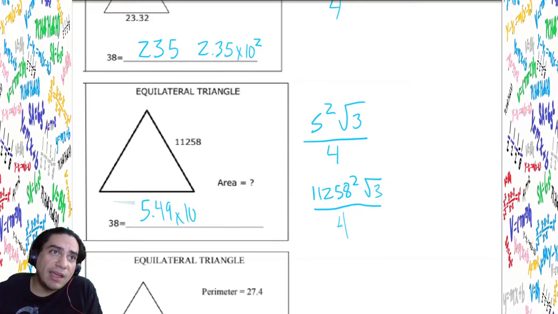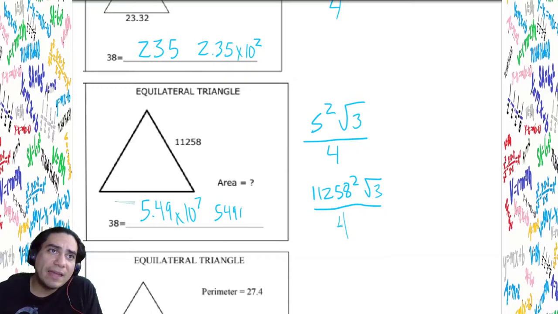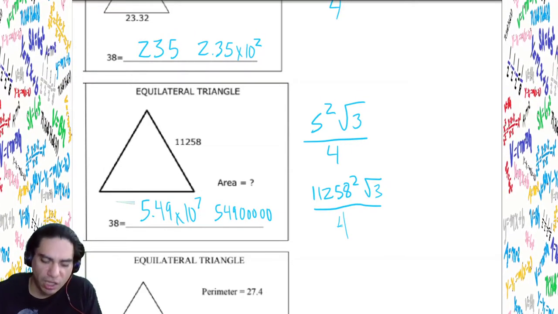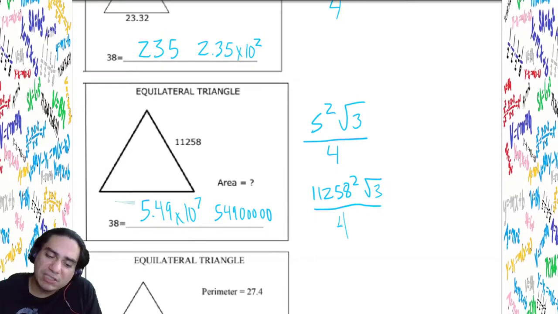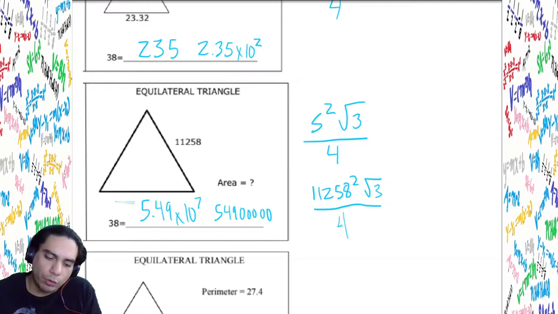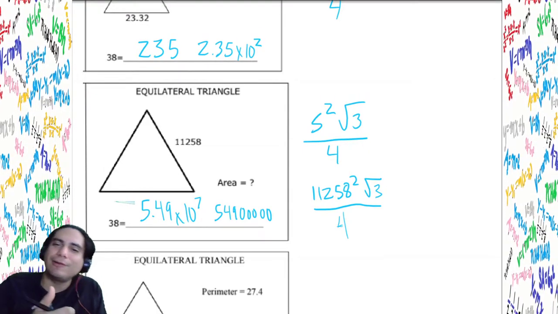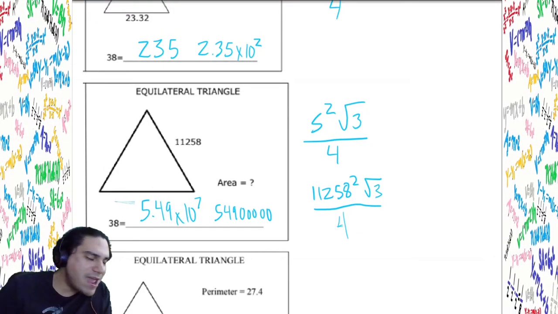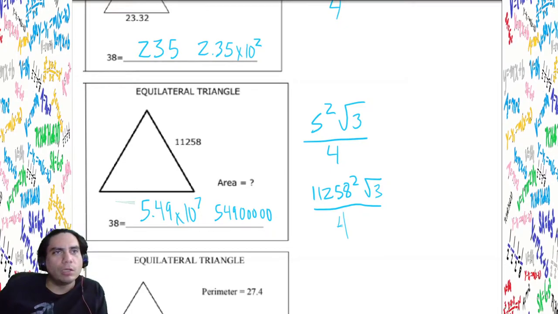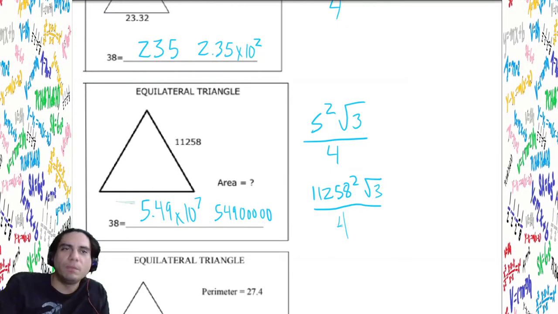But at the end of the day, I got 5.49 times 10 to the 7, or 5.49 with 5 zeros at the end. Now I'm going to do this one more time to check myself, because I just made a crucial error right here. Square root of 2, get that out of here. We don't need no square root of 2. You're going to get these problems all wrong, and we ain't getting nothing wrong here. Hopefully you're doing it big dog style.